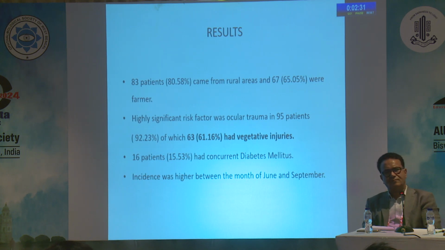83 patients were from rural areas. Out of 83, 67 were farmers. And ocular trauma was found in 95 patients, out of which 63 patients had vegetative injury. 16% had concurrent diabetes mellitus, and the incidence was higher between the months of June and September.